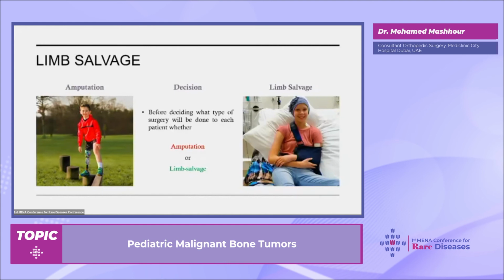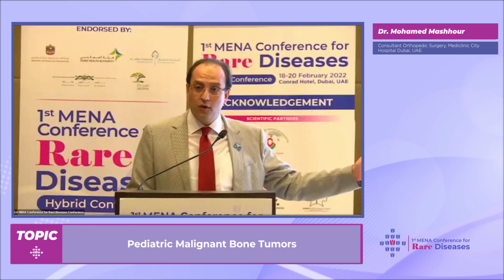One of the challenges we are facing in limb salvage surgery is that if we replace a limb with a synthetic or metallic prosthesis, it's not going to grow. A child of 8 years of age has about 10 more years to grow with growth spurts.